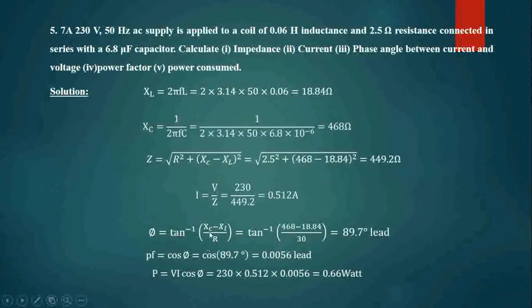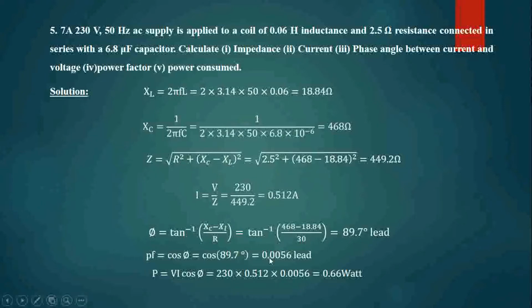Phi is equal to tan inverse XC minus XL by R. Since XC is greater than XL, phi, the power factor angle, in an RLC series circuit you can write as tan inverse XC minus XL by R. So we will get 89.7 degree leading because the circuit is capacitive. For the power factor cos phi, since phi we found out, from that we can find out cos phi. The phase angle between current and voltage is 89.7 degree lead.